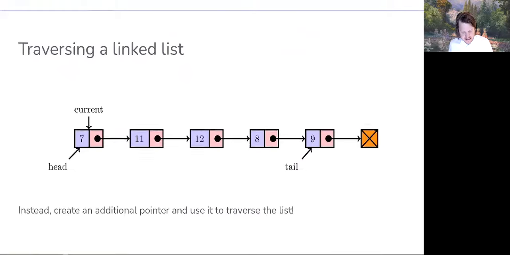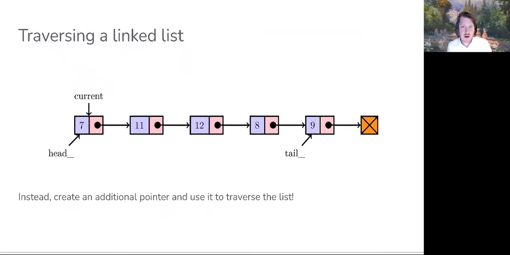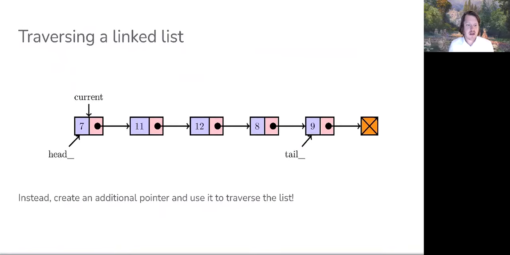So instead, anytime you're traversing a linked list, what we're going to need to do is create an additional pointer and use that pointer to traverse the linked list. So in this case, we have a node pointer current, which is going to be initialized with head. At this point, head and current point to the same node object.